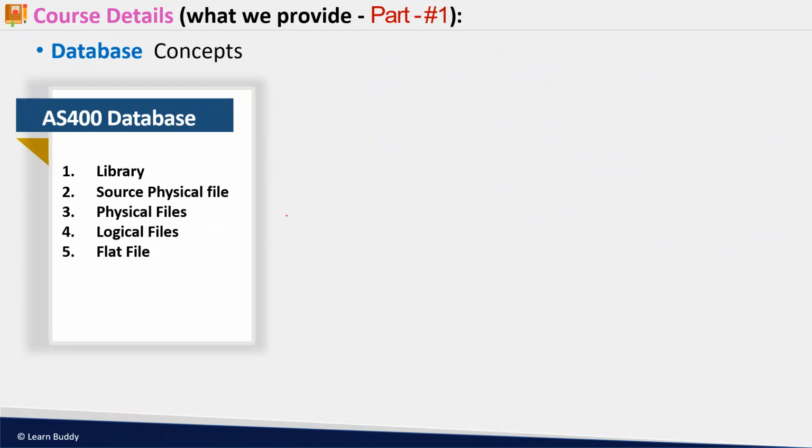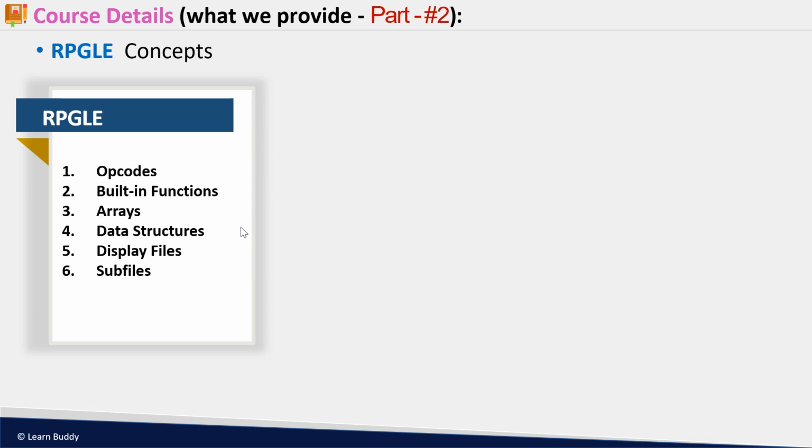First we'll start with the database concepts. Before that we have some basics: what is a library and what is a source physical file. Once we have discussed these two things, the database part will start: physical files and what a logical file is. We'll create a physical file, enter the data manually, and see how a database is designed.